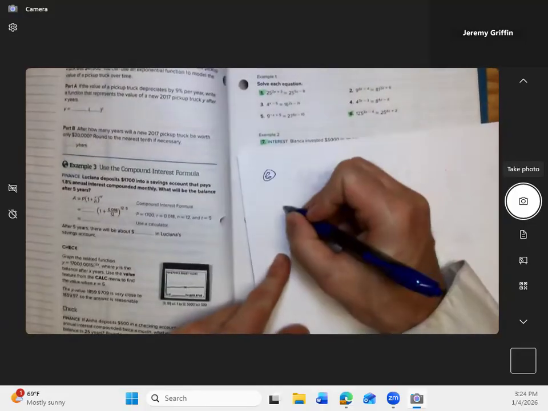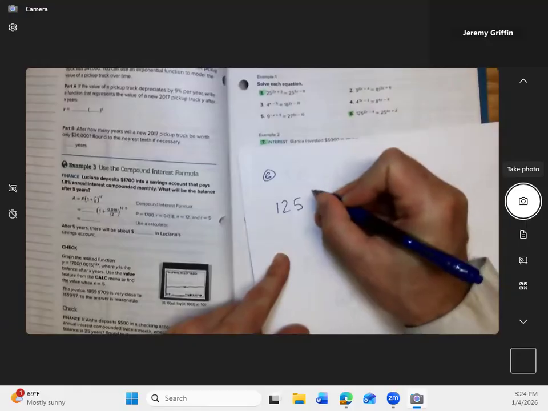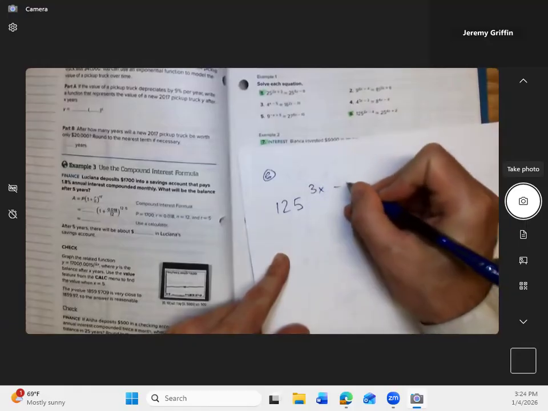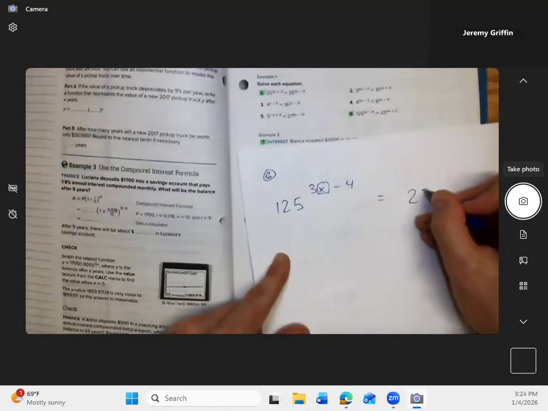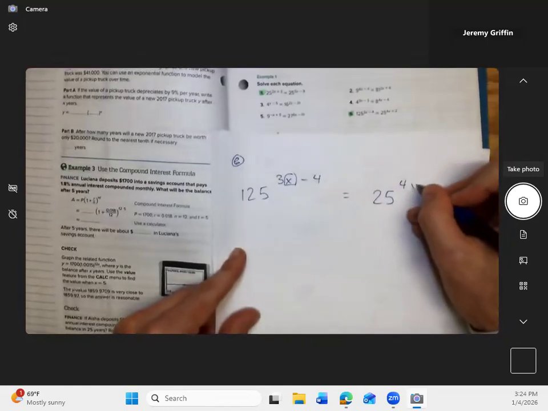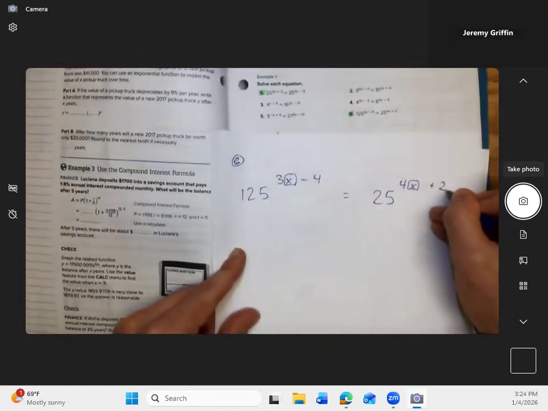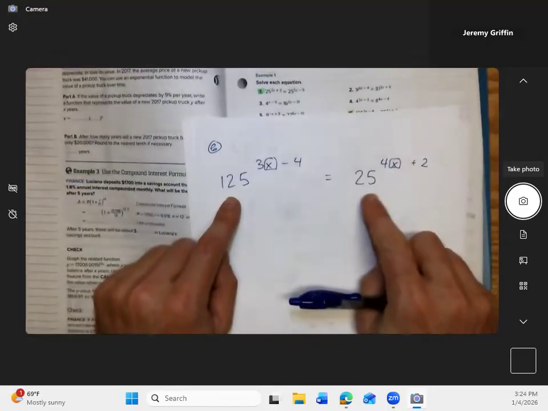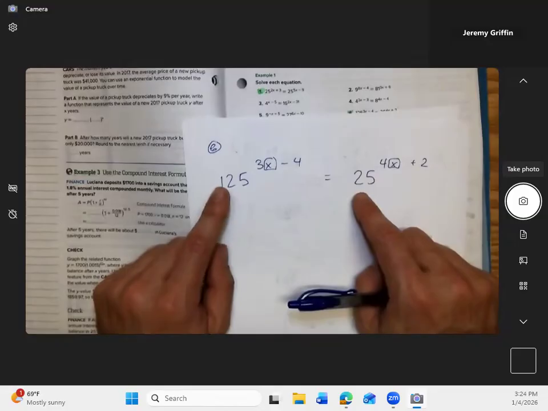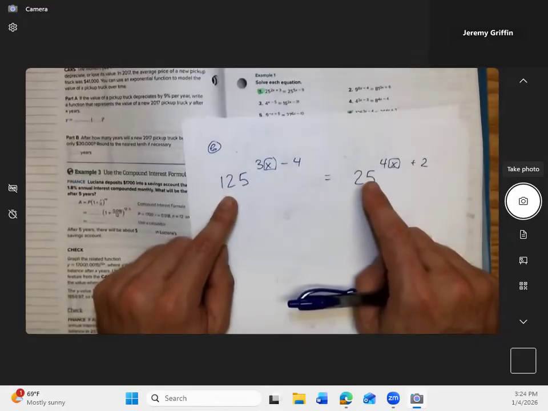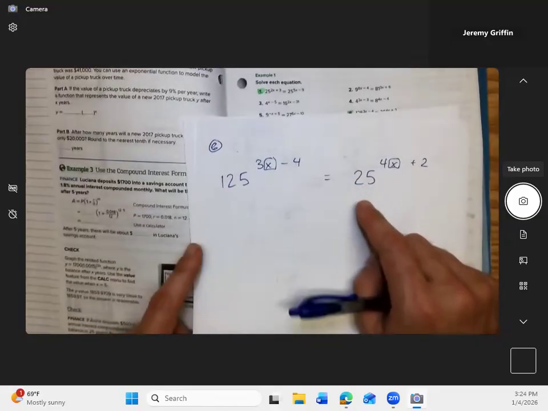We got 125 to the power of 3x minus 4 is equal to 25 to the 4x plus 2. Okay. So not exactly the same base, but it looks like they have something in common. Because I know 25 is 5 squared. I know 125 is 5 to the power of 3. So I can get them to have the same base, which would be 5. Let's see how I can do that.